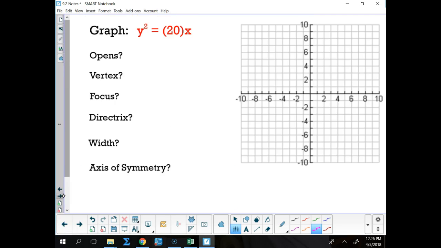I want us to graph now y squared equals 20x. So, step number 1 says, which way does my parabola open? To the right, because y is being squared, so that's left or right. And that's positive, so that's going to be to the right.